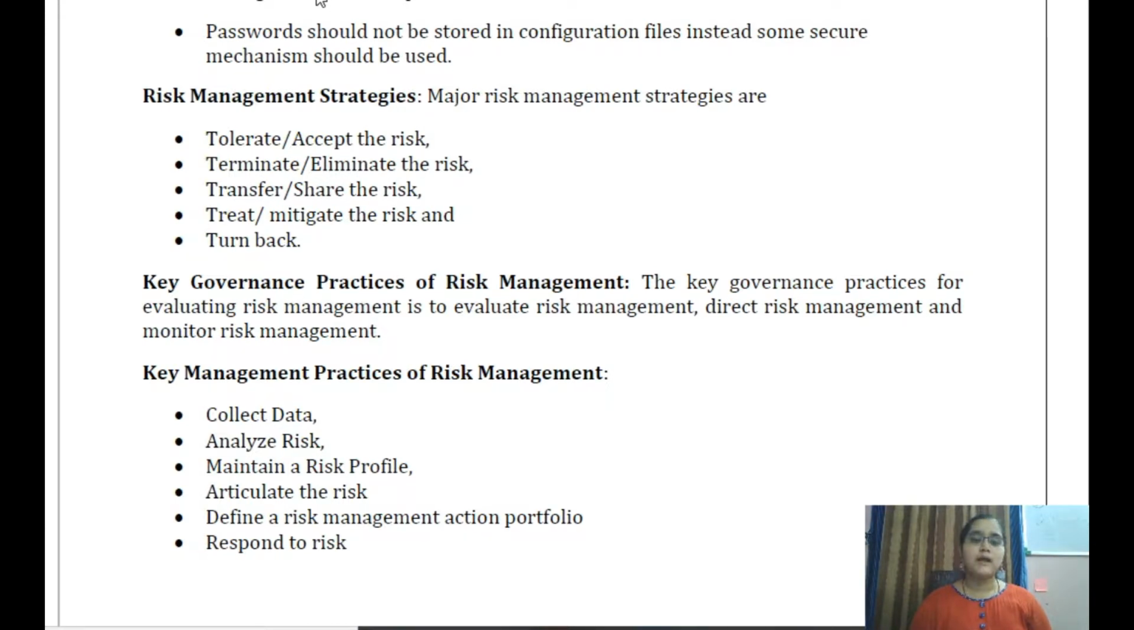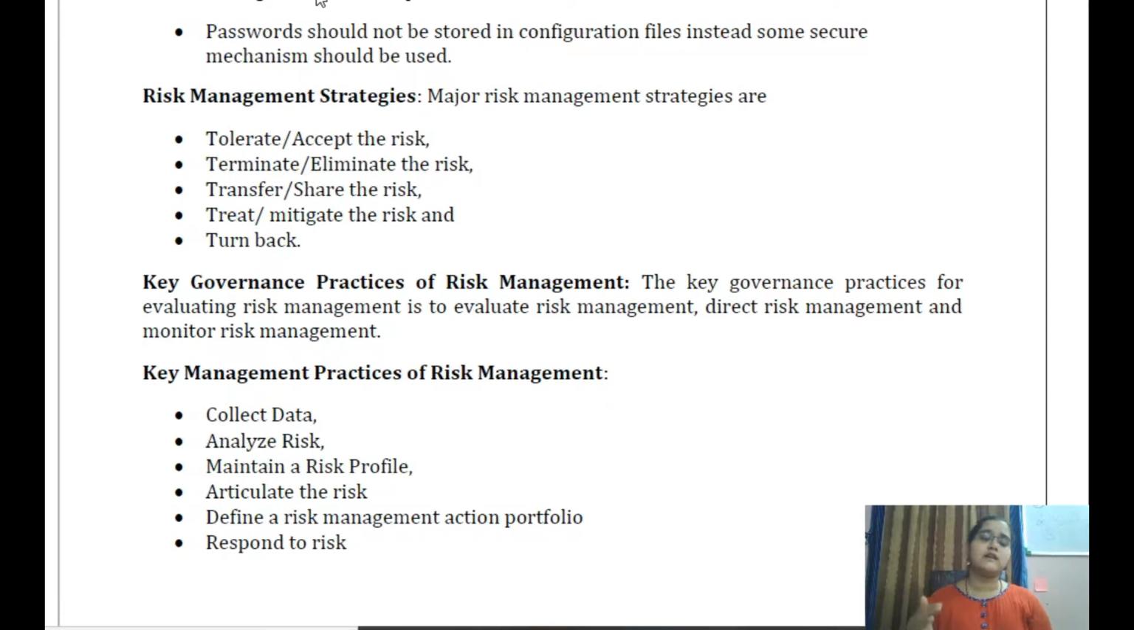Now, what are the key management practices of risk management? First thing is a governance principle. Second is a management practice. What will the management do in order to get the risk management under their control? First, collect the data, analyze the risk, maintain risk profile, articulate the risk, define a risk management action portfolio, and respond to risk. First, collect the data.